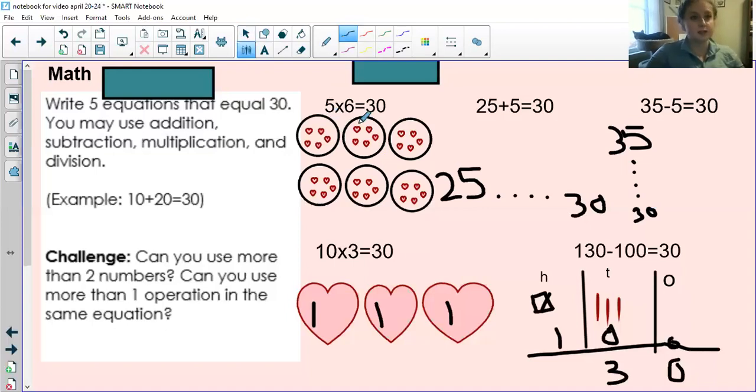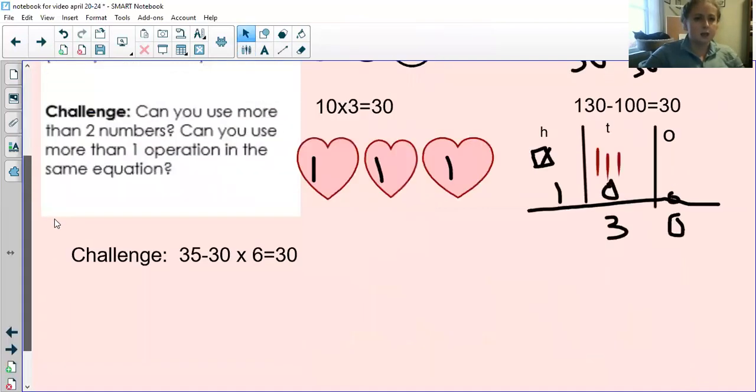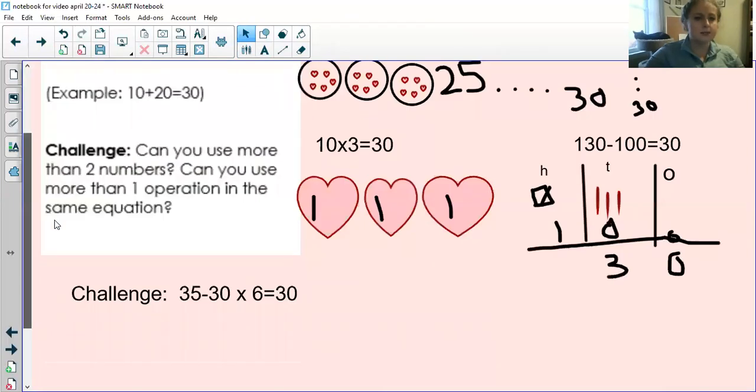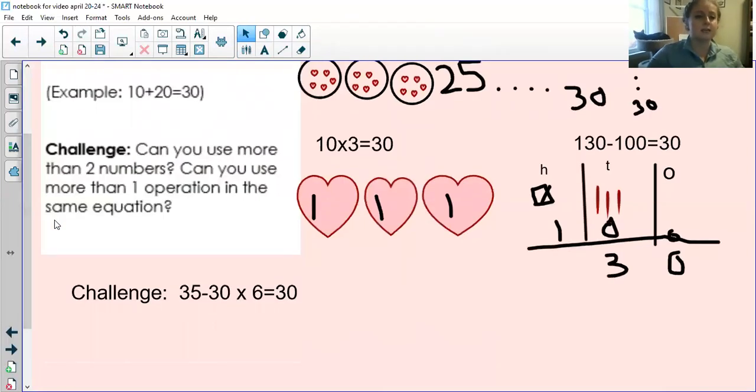If you want to challenge yourself, do more than 5. Why not? At the bottom, it said challenge, and it said, can you use more than 2 numbers? Can you use more than 1 operation in the same equation? So the way I did it is kind of higher level math, but basically what I did was I took one of my equations, 35 minus 30. When I do 35 minus 30, I actually get 5.